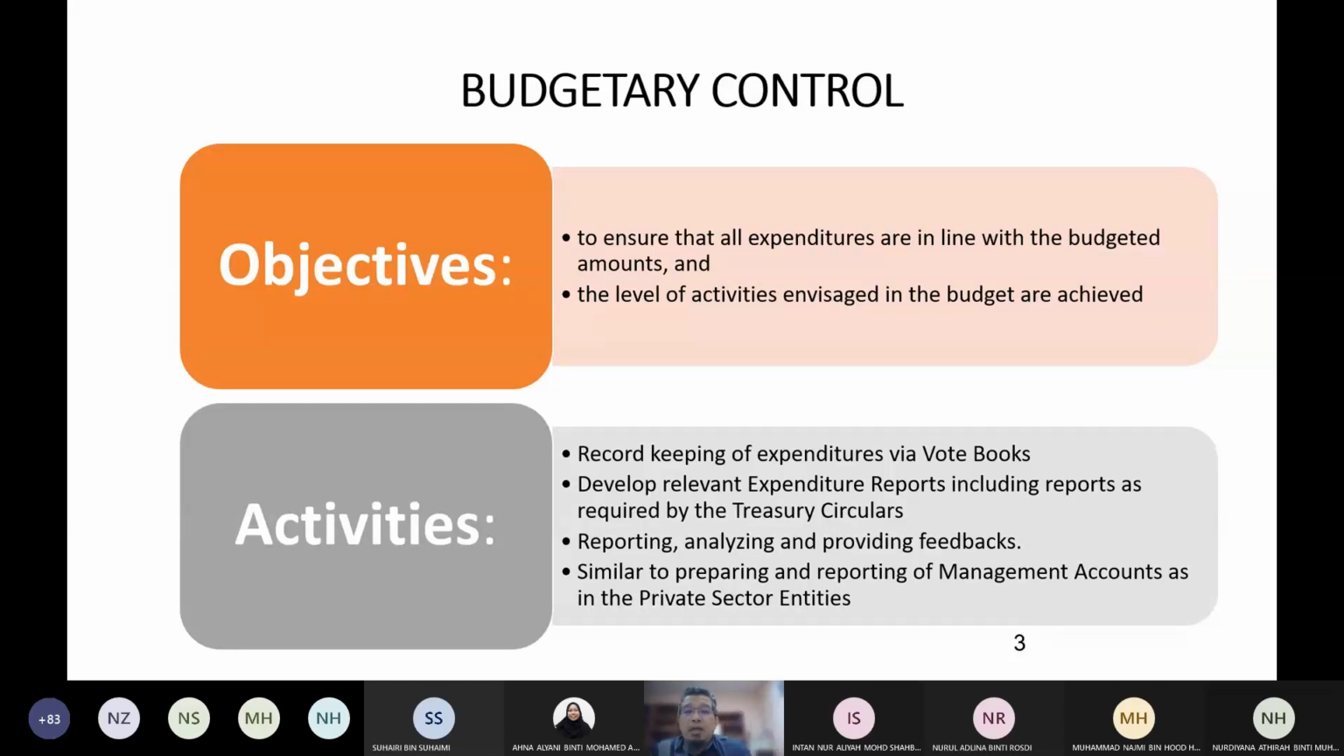With the report, definitely part of budgetary control is to report, analyze, and provide feedback. With this expenditure report, they can take the necessary actions or make decisions. Similar to preparing and reporting management accounts in private sector entities. Management accounts are normally provided monthly, based on the general ledger, and with that they can develop management accounts. Normally that's very quick, isn't it? You can run this through the software. But of course, it's not audited. That's why it's very similar.